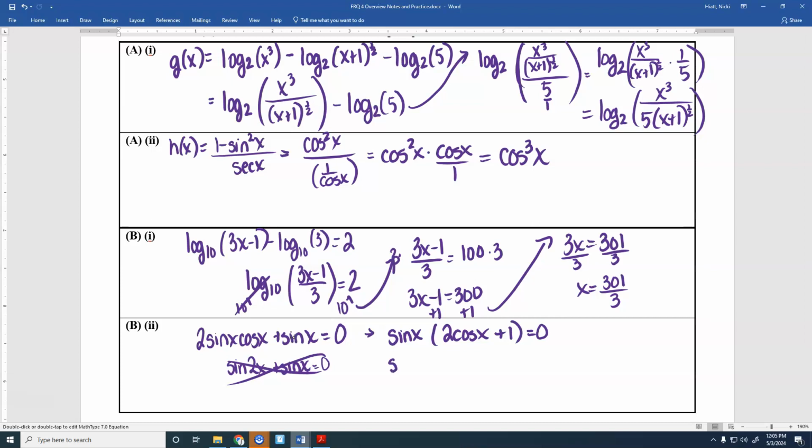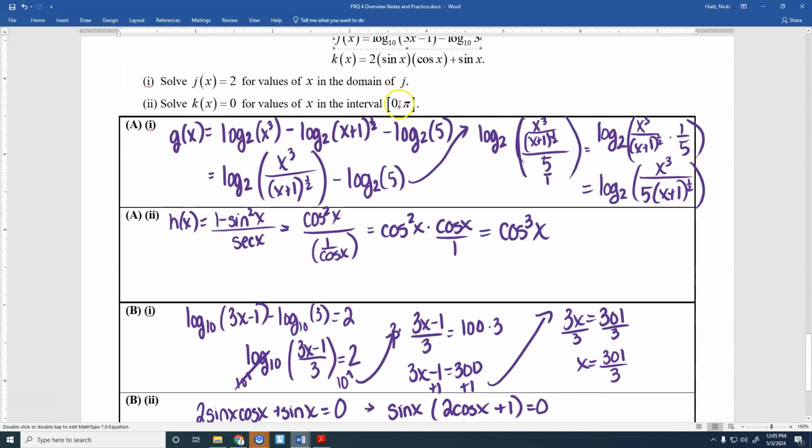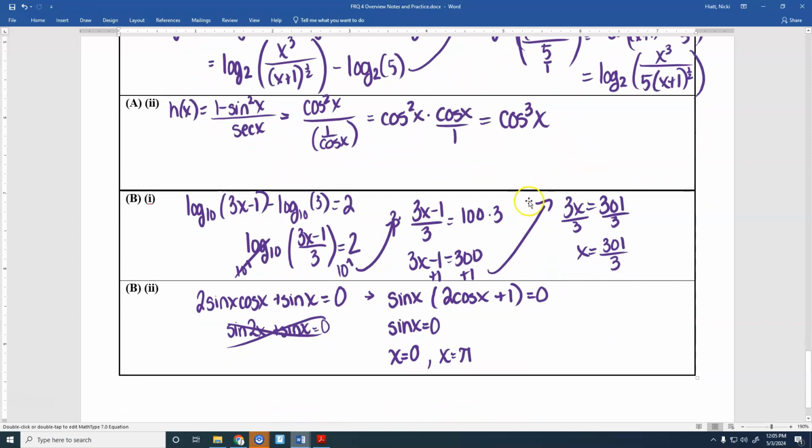What do I do after I factor? Set each one equal to 0. So I got sine x equals 0. Where does sine x equal 0? 0 and pi. And this problem asks us to give answers only between 0 and pi, but it's got brackets, so it includes 0 and pi. So we're going to put both of those answers. The other part over here is going to be 2 cosine x plus 1 equals 0. That's going to give us cosine x equals negative 1/2 once we solve it. I'm shortcutting a little work there.